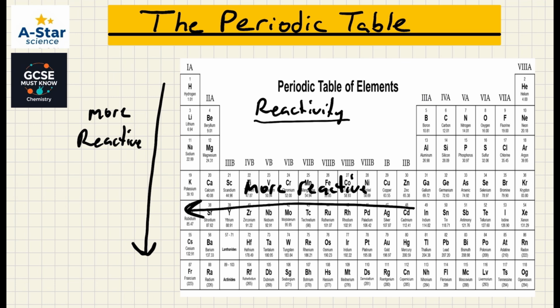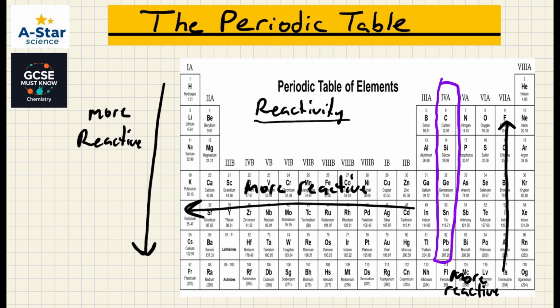Now for the nonmetals, it tends to work the opposite. As you go up here, it tends to be more reactive. Like so, more reactive. Some of the groups are not very reactive at all. So this sort of group 4 here, they are not as reactive as the other elements in the periodic table. And that also includes group 0 or group 8, because they have a full outer shell. They are also not very reactive.